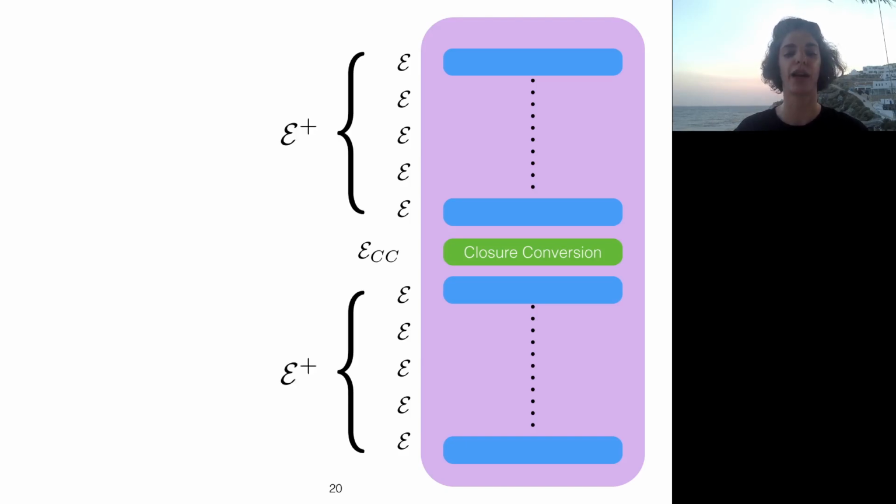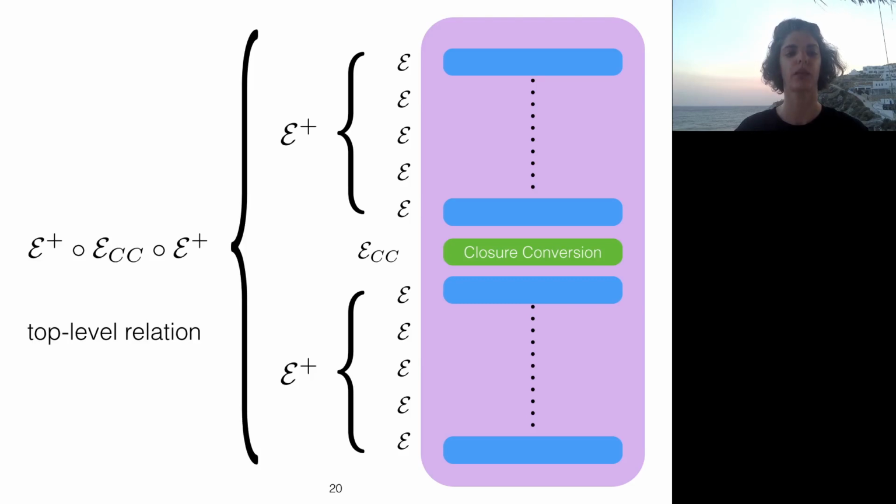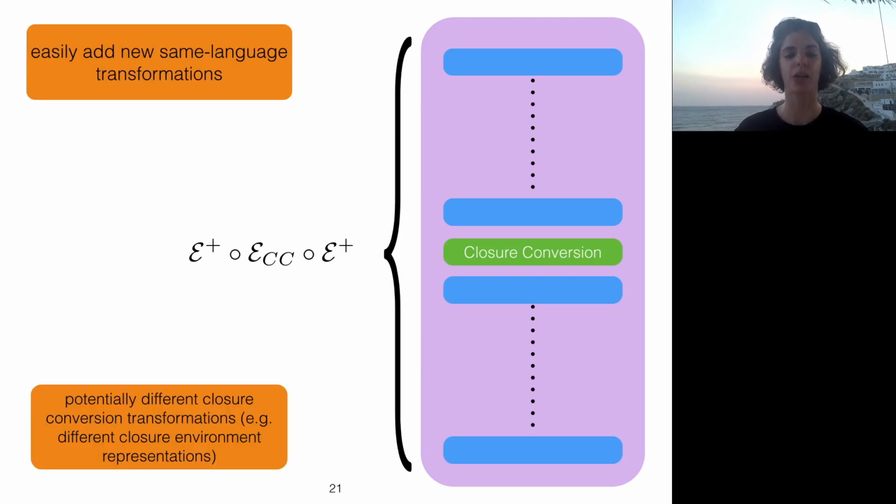The chunks of transformations before and after closure conversion satisfy E+, the transitive closure of E. Therefore, the top-level relation that is satisfied by the whole pipeline is E+, composed with ECC, composed with E+ again. This top-level relation is satisfied by any sequence of lambda ANF transformations that encompasses a closure conversion transformation. We can therefore easily add new same-language optimizations before and after closure conversion and prove them correct with the E relation. Or even add a new closure conversion transformation that, for example, uses different closure environment representations, as the ECC relation makes no assumptions about the closure environment representation. The end-to-end pipeline will still satisfy the same end-to-end relation.